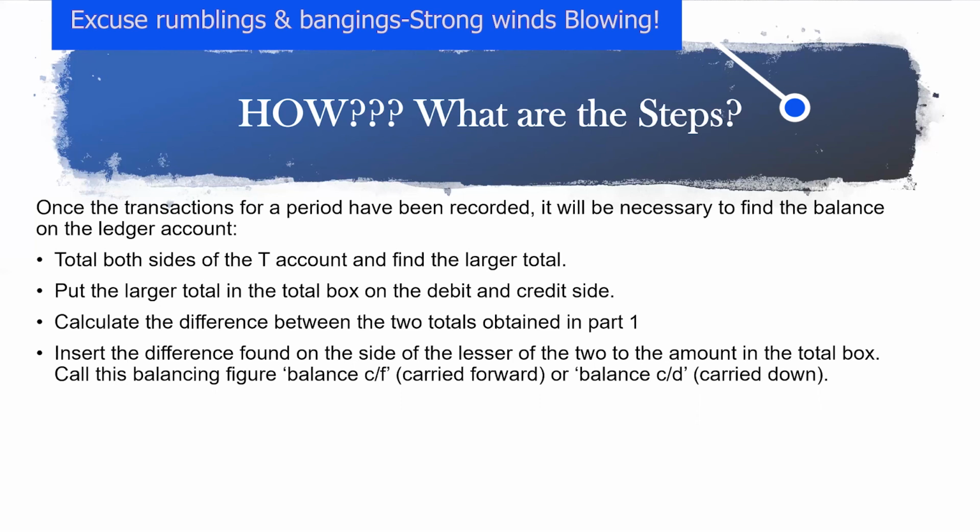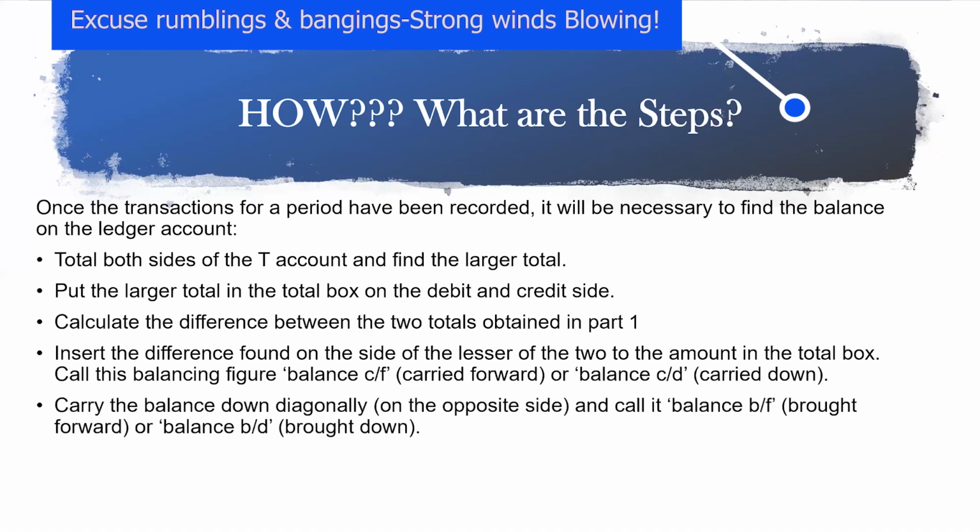Then we'll be inserting that difference on the side of the lesser of the two, to total the amount in the total box. So let's clear that up. We're going to be inserting the difference on the side of the lesser of the two to total the amount in the total box. We will call this the balancing figure, balance CF, balance carried forward, or balance CD, balance carried down. Either notation is fine. The final step is to carry down the balance diagonally, on the opposite side, and we'll call it balance BF, balance brought forward, or balance BD, balance brought down.